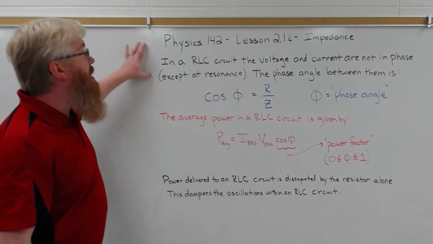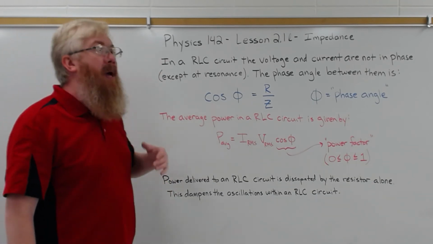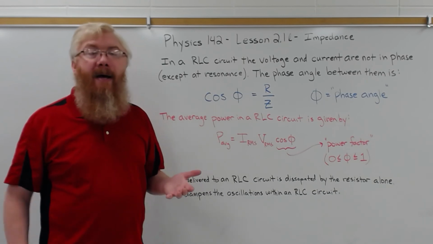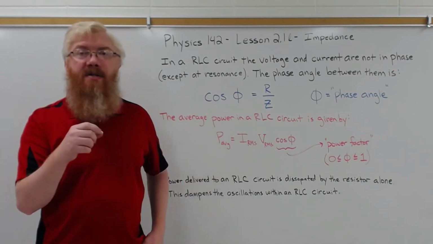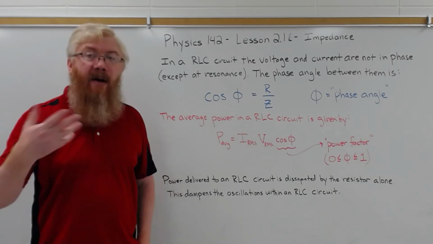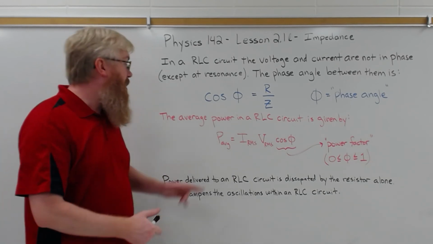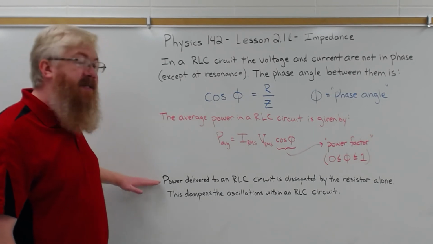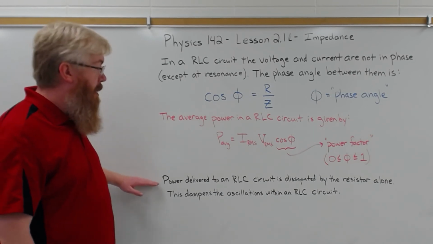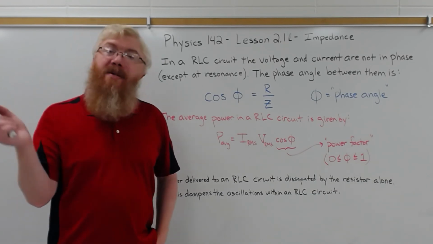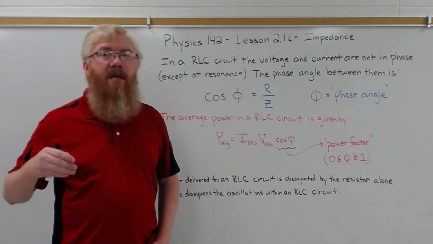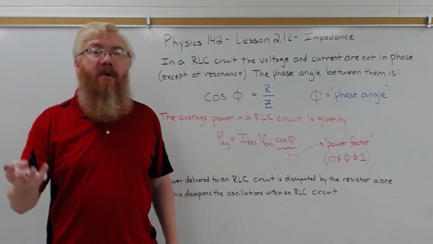If you include a resistor in an RLC circuit, you have to have an external power supply constantly regenerating the power, because whenever current flows through a resistor, that resistor heats up and gives off energy. So this power is dissipated by the resistor alone. An ideal inductor resists the flow of current, but it doesn't radiate that power away like a resistor does.